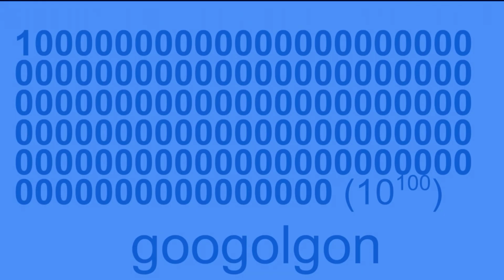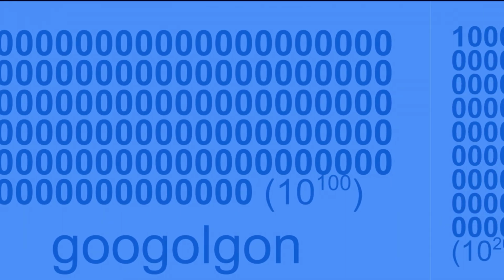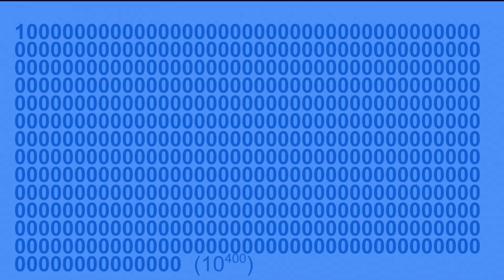Googolagon. Now this is one of the last names we'll get, because after this, just call it 10 to the 200th power shape. We don't need more names. Who's going to need this? But what about this? 10 to the 400th power. No name. No name for this as well.